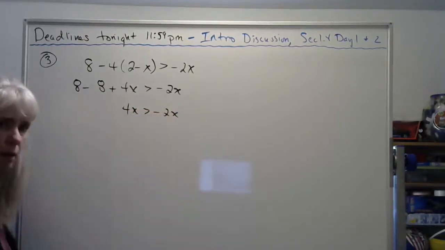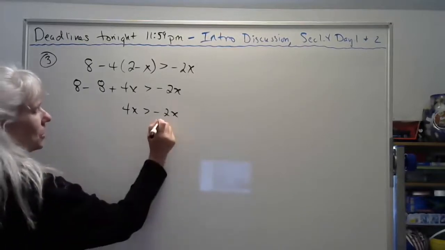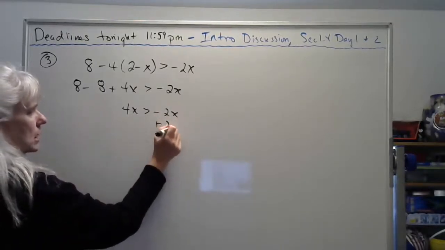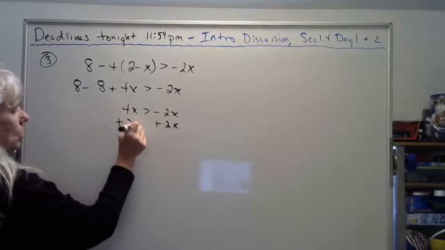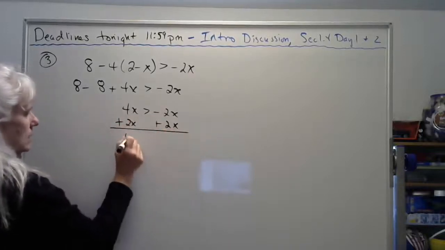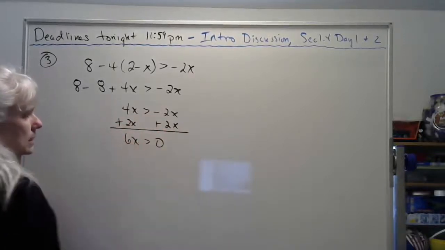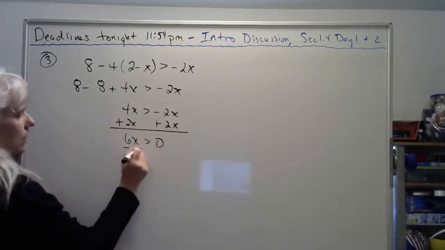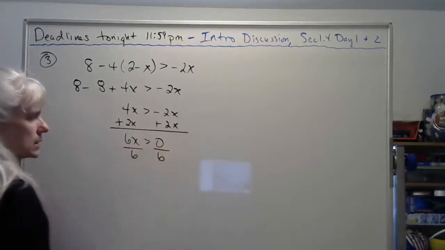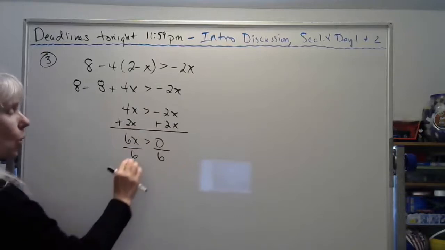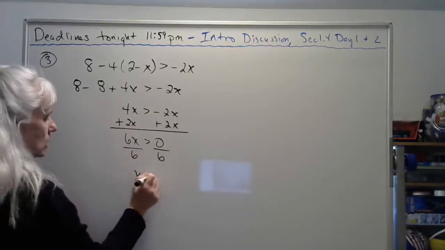Before you panic about it, don't worry, it's going to work. We'll go ahead and move the smaller variable, which in this case is the negative 2x. We'll add it to both sides. That's going to give me 6x is greater than 0. Then we'll divide everything by 6. Because we're dividing by a positive 6, we don't need to worry about the inequality. We'll get x is greater than 0.